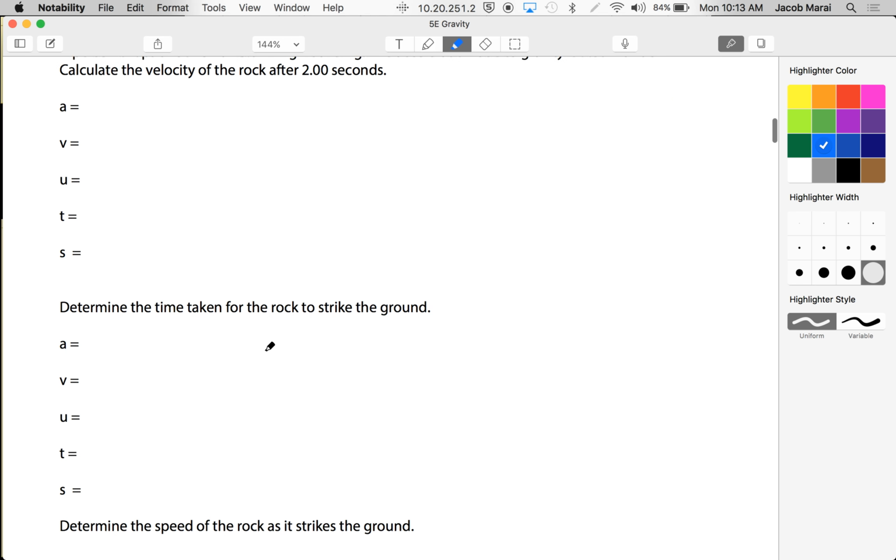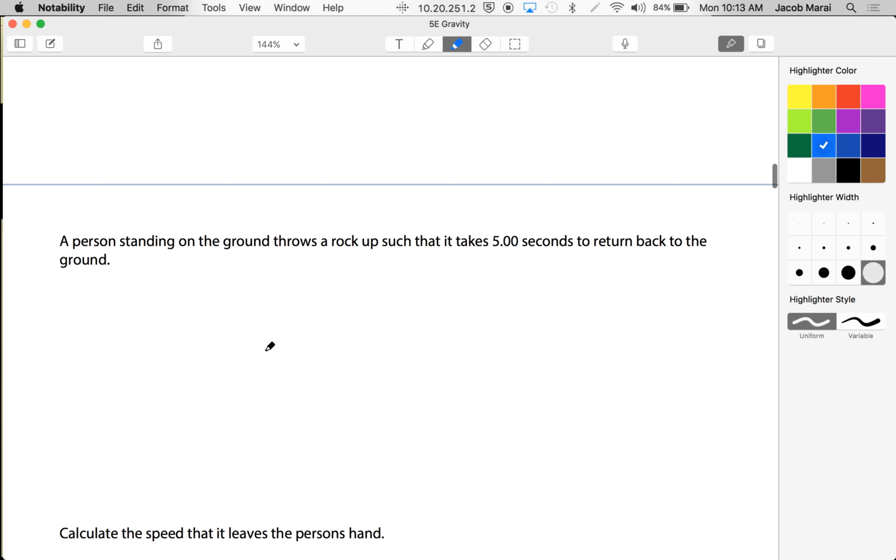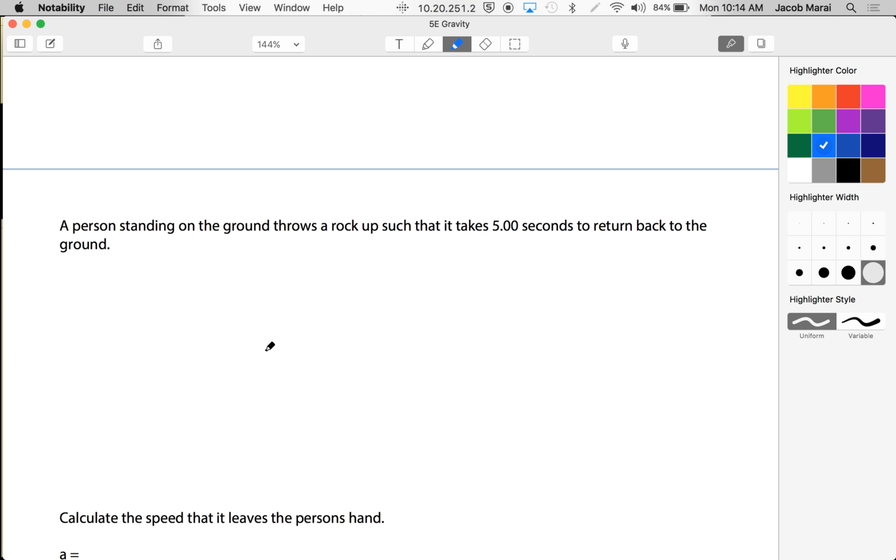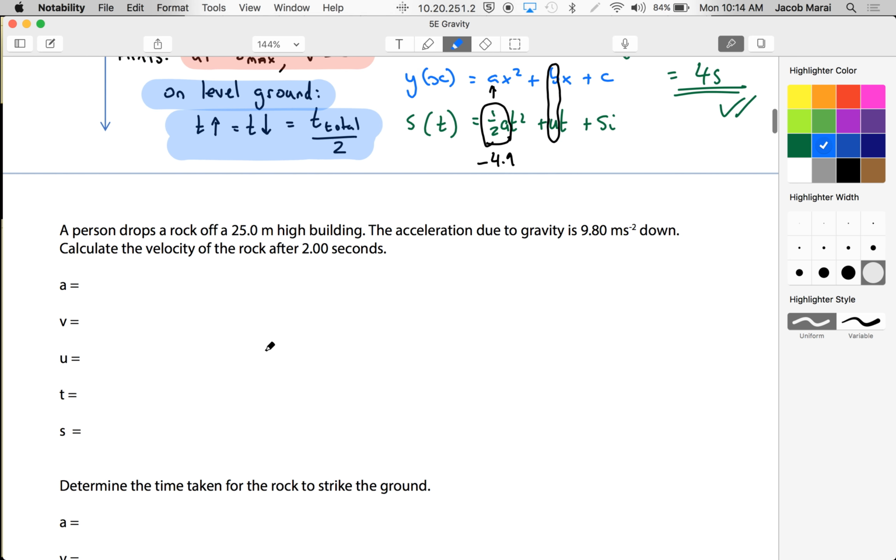There are some questions over the page, such as this person standing on. You're going to do exactly the same scribbling as that, and you'll be able to solve it. Okay? Have a think, gentlemen.